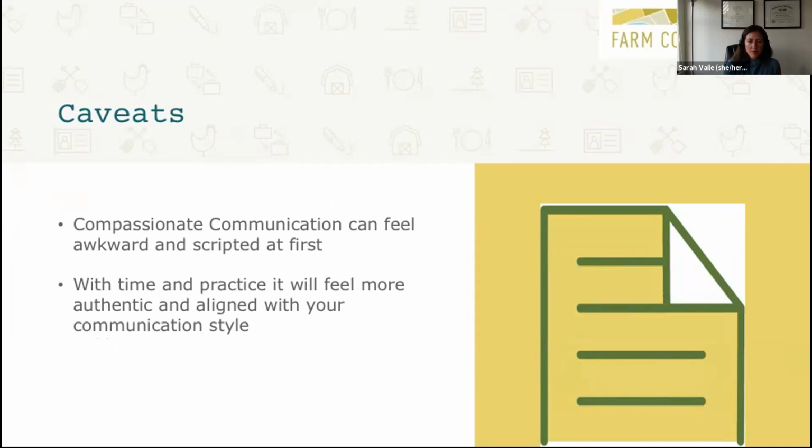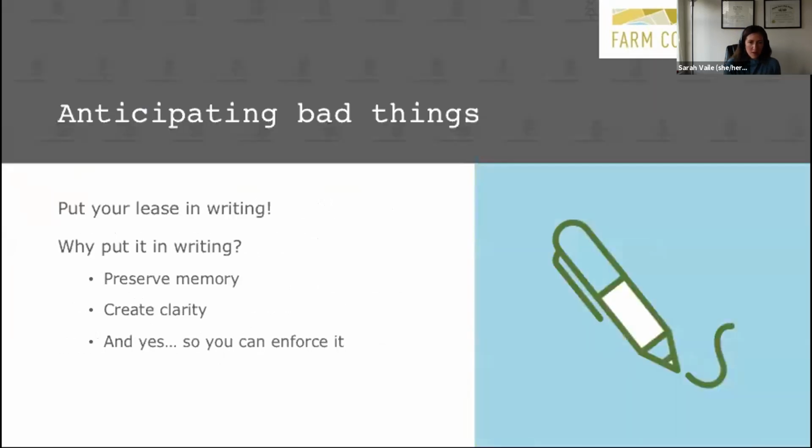It's taken me a while to get to this point, but another really important point to make: put your lease in writing. Why? Because it helps our memories. We often forget what we talked about. So all of this compassionate communication, really great tools, always something to strive for, but sometimes even that doesn't work. And it's really important to have your lease written down.